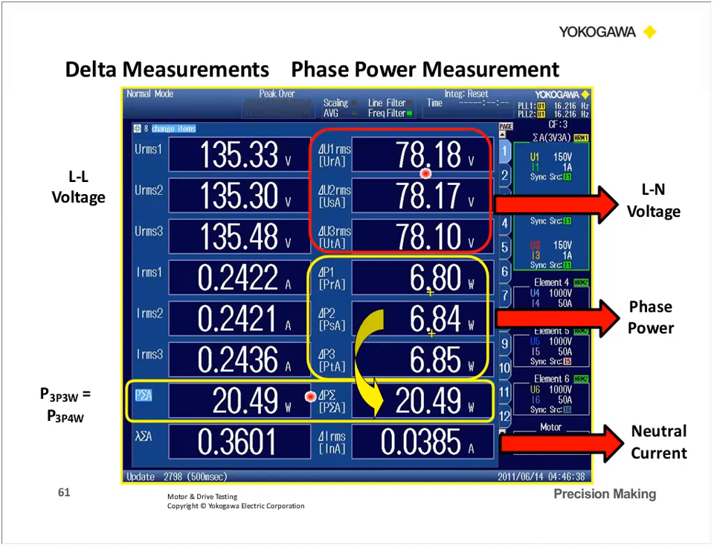So this delta measurement comes out the same, but it gives you the ability to look at the phase power on your three-phase system. And this is the equivalent line to neutral voltage up here at 78 instead of the line to line at 135. We can also see any of the leakage neutral current. So this could be very handy in looking at the balance of your motor.